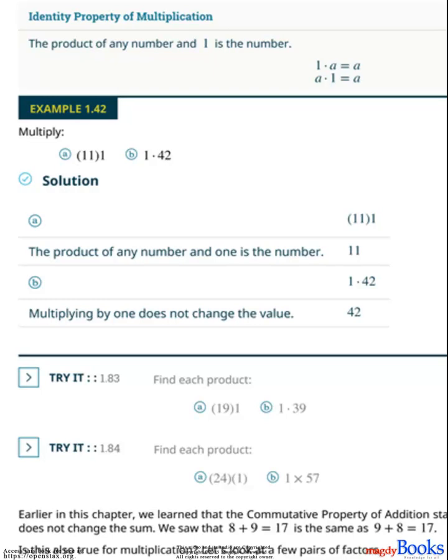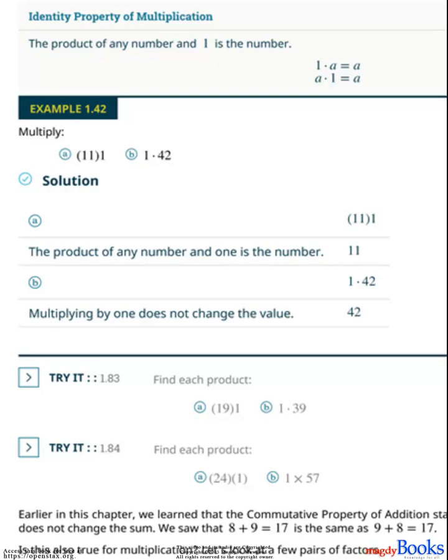Example 1.42. Multiply: A, open parenthesis 11 closed parenthesis 1. B, 1 dot 42. Solution. A, open parenthesis 11 closed parenthesis 1. The product of any number and 1 is the number. 11. B, 1 dot 42. Multiplying by 1 does not change the value. 42.